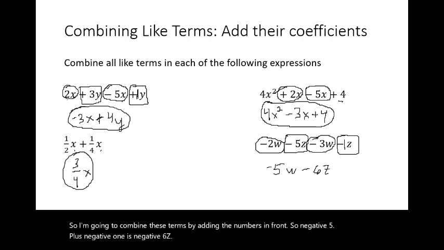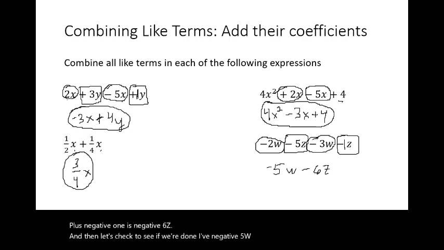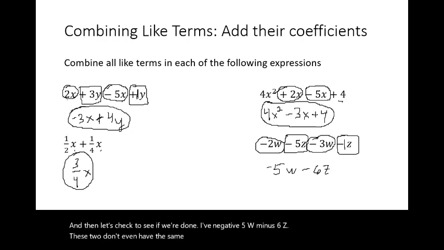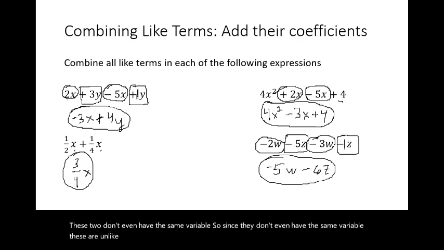And then let's check to see if we are done. I have negative 5w minus 6z. These two don't even have the same variable. So since they don't even have the same variable, these are unlike terms. And this is going to be as simplified as it's going to get. So that is going to be your final answer.